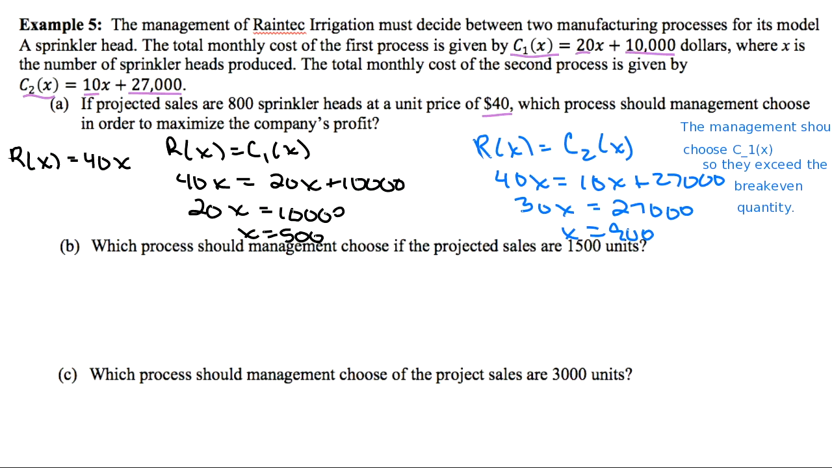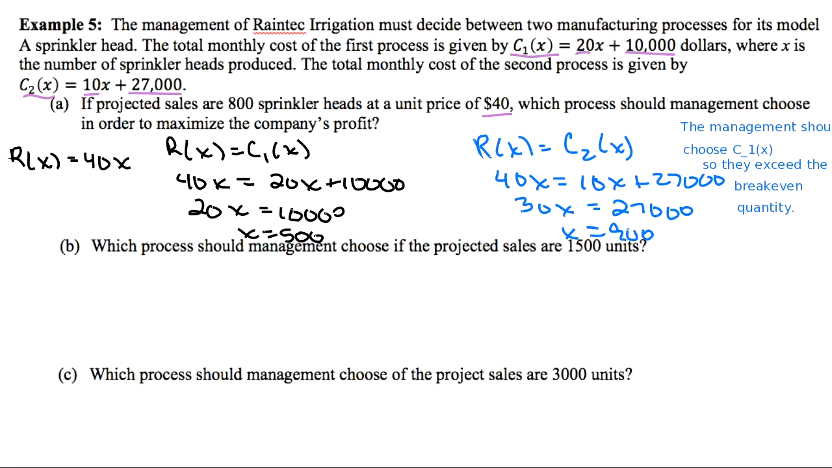So which process should management choose if projected sales are 1,500 units? Well, if I look at it in terms of break even up there, I've got 500 and 900 as break even, and 1,500 will exceed both of those. So I'll get a profit with both of them if I sell 1,500 units, but which one's going to give me a bigger profit? That's what we need to find out. So what we want to do here is find P sub 1.